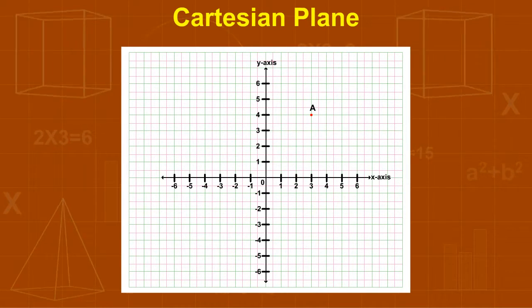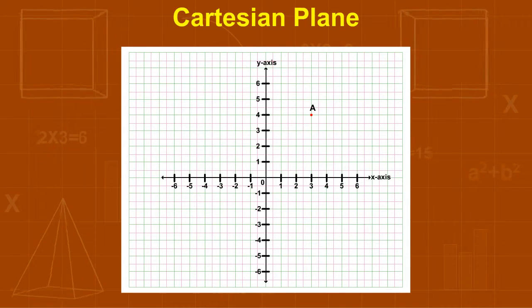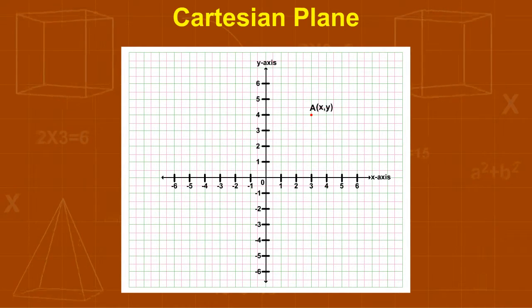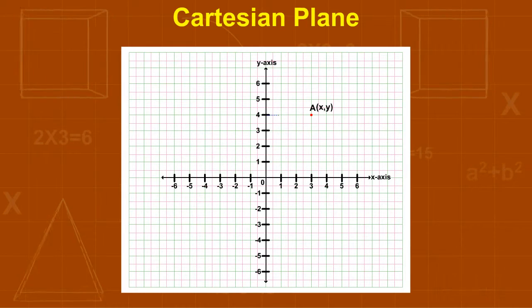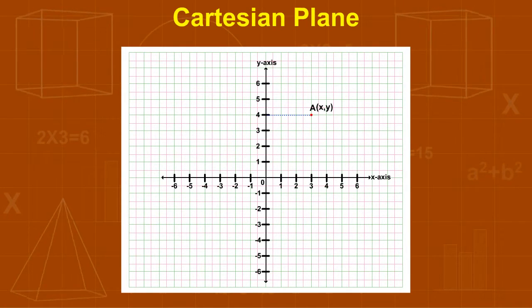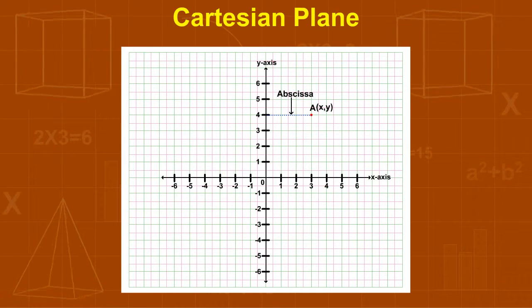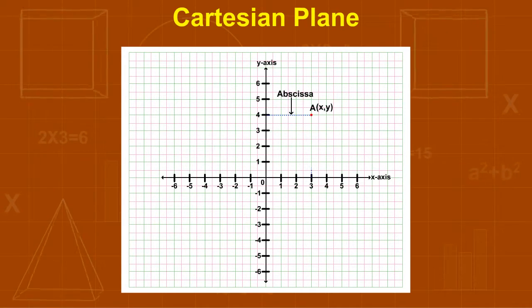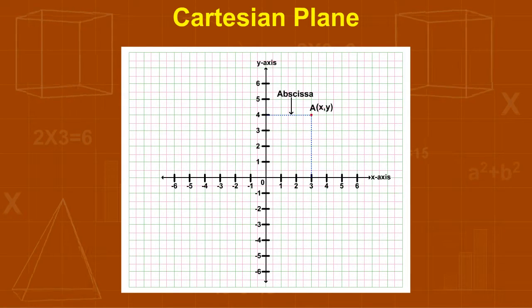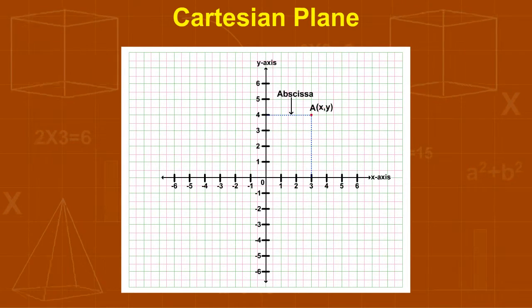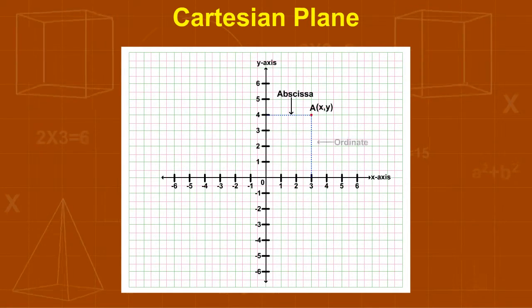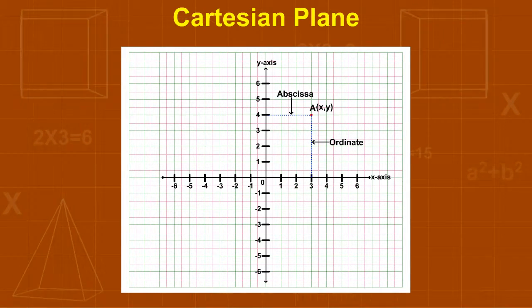Any point A in the Cartesian plane can be represented by an ordered pair (x, y), where x is the distance of the point A along the x-axis, called the x-coordinate or abscissa, and y represents the distance of point A along the y-axis, called the y-coordinate or ordinate.